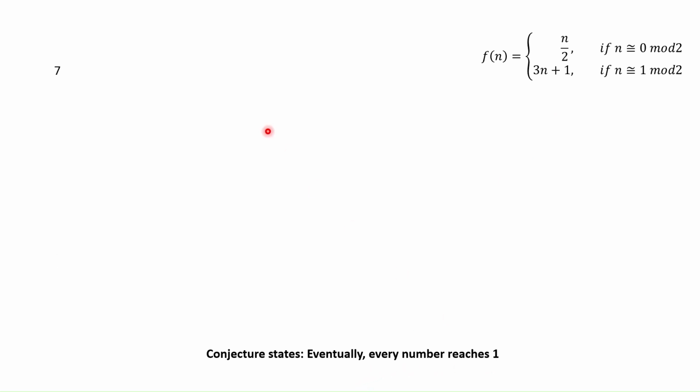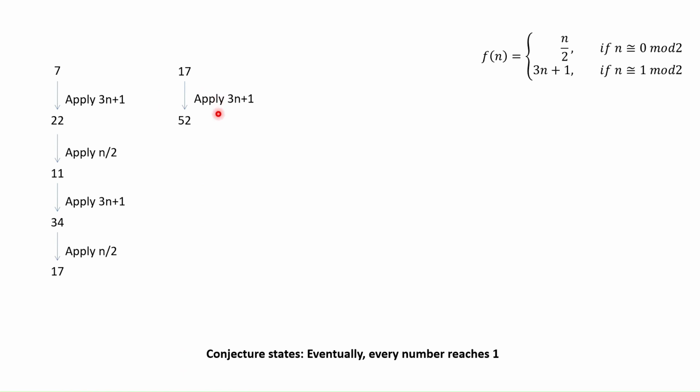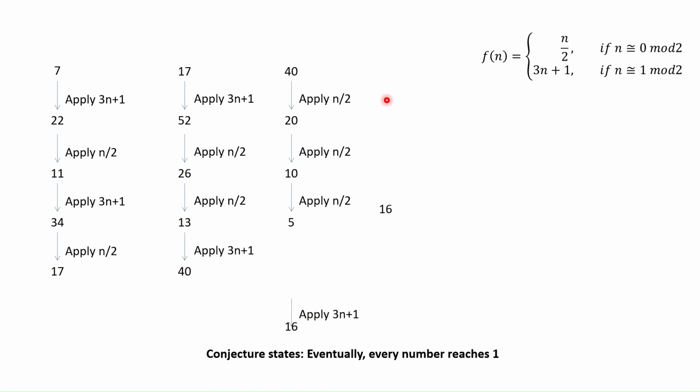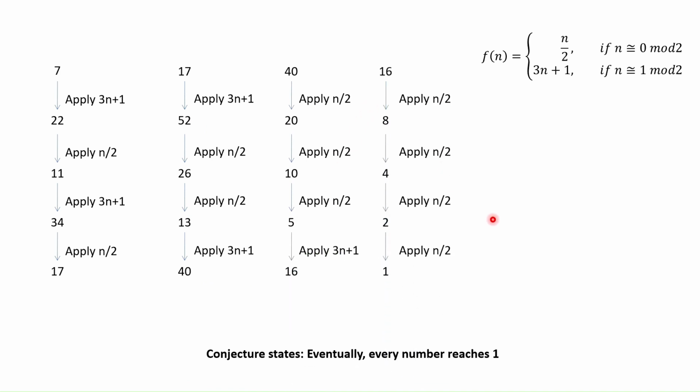Now let's take an example. Let's take the number 7. Because it's odd, we apply 3n plus 1. What we get is 22. 22 is even, we apply n by 2. We get 11. 11 being odd, 3n plus 1. We get 34. 34 even, apply n by 2, we get 17. When we apply 3n plus 1 on 17, we get 52. Now 52 is going to be divisible by 2 twice, so we apply n by 2 twice and we get the number 13. And we keep on continuing the process and we eventually end up with 1.